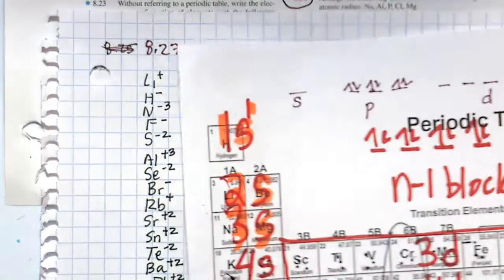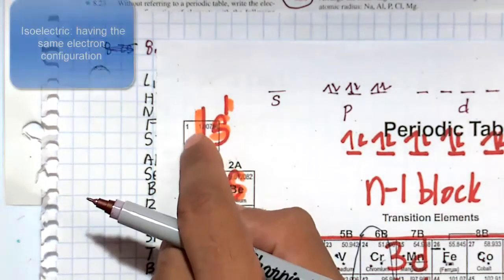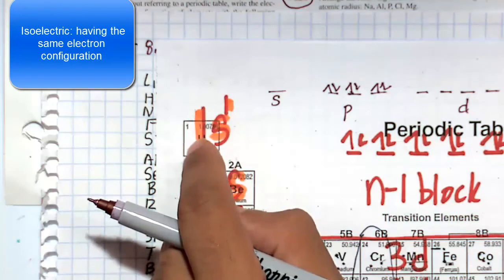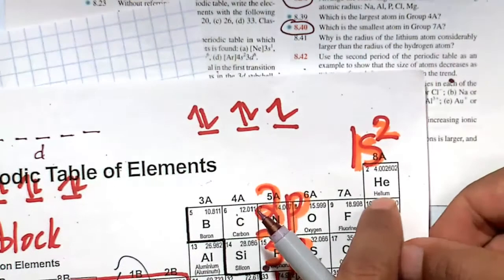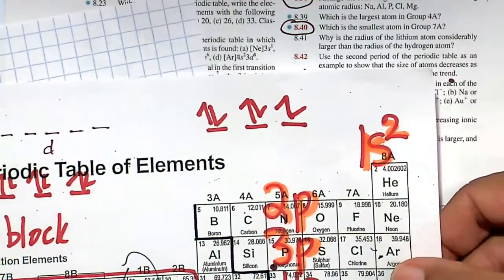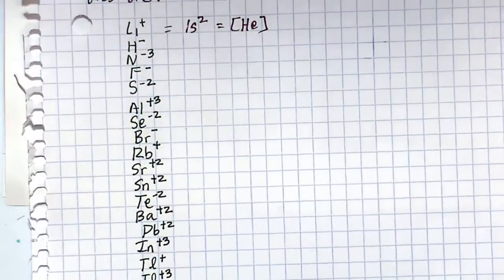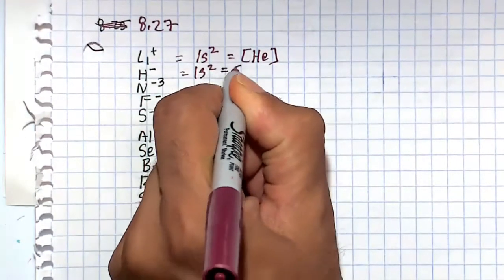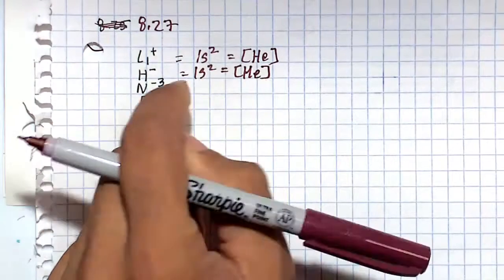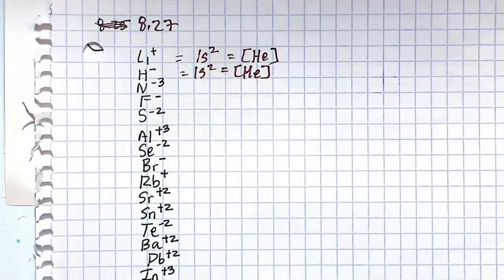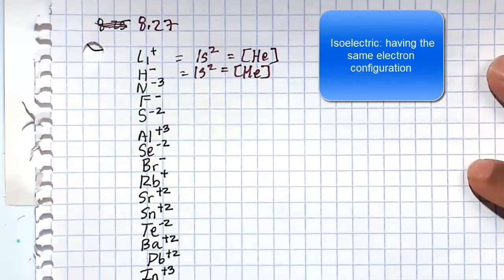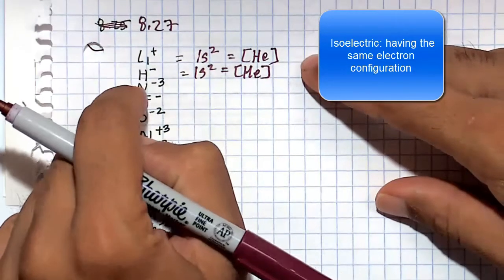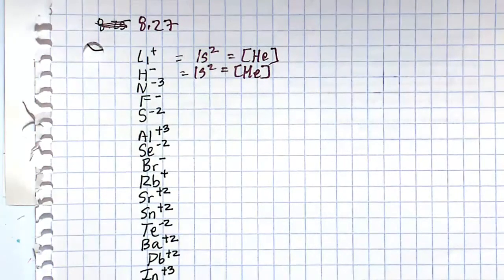H minus, so looking at hydrogen in the periodic table, that's 1 electron, 1s1. To become H minus, it gains an electron. So yes, it becomes like helium. It has the electron configuration of 1s2. So H minus will have the same electron configuration as helium, 1s2. Again, we have here an isoelectronic series between H minus, Li plus, and the nearest noble gas, helium.